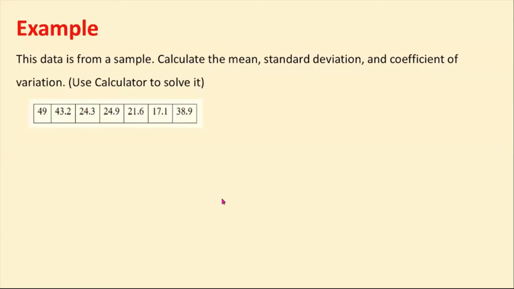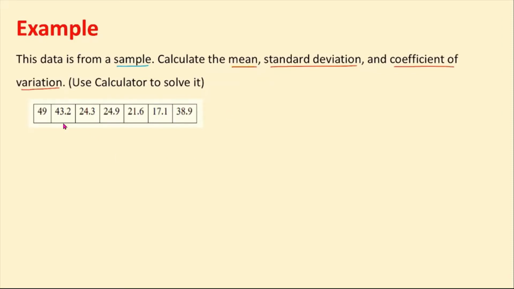Okay, next example. This data is from a sample. That means the data given here is the sample data, because it said this is the data from the sample. We are asked to calculate the mean. That means we are looking for the sample mean. Then the standard deviation. So that's also the sample standard deviation. And the coefficient of variation.